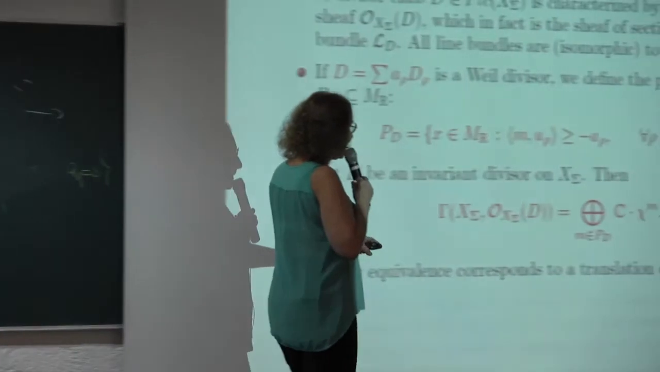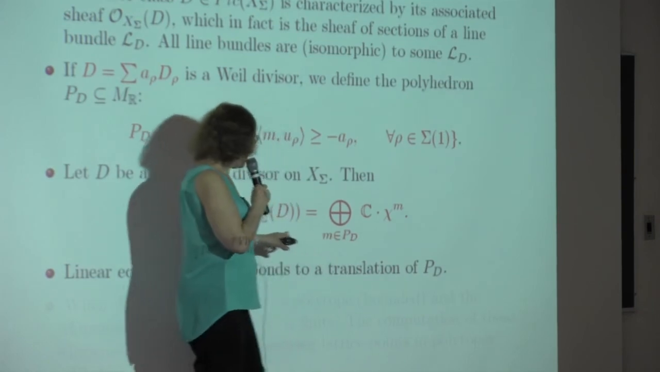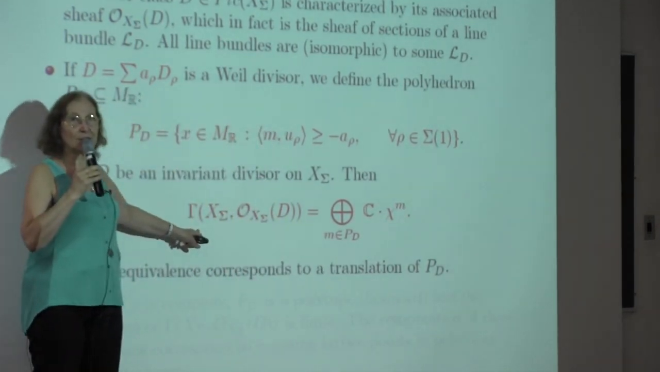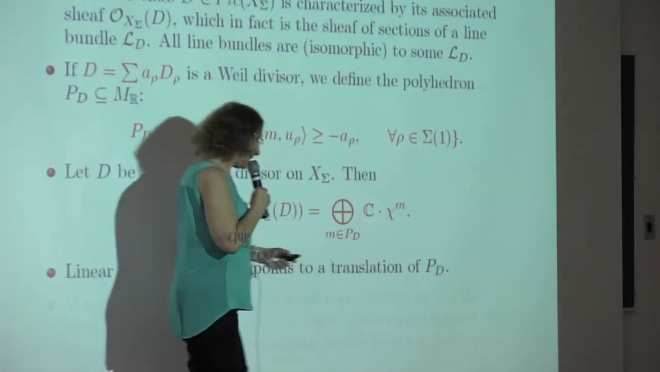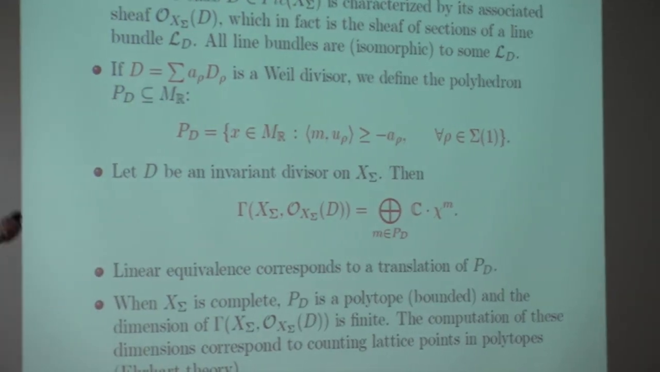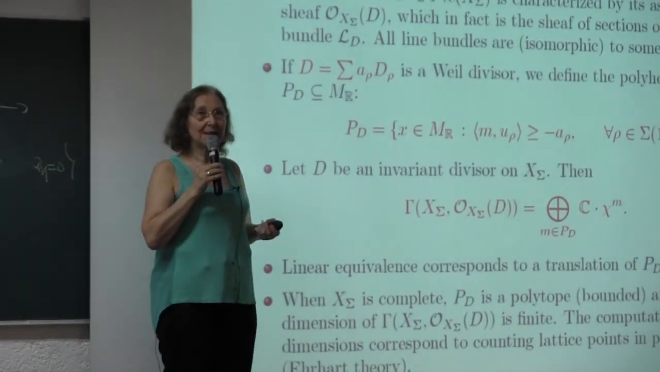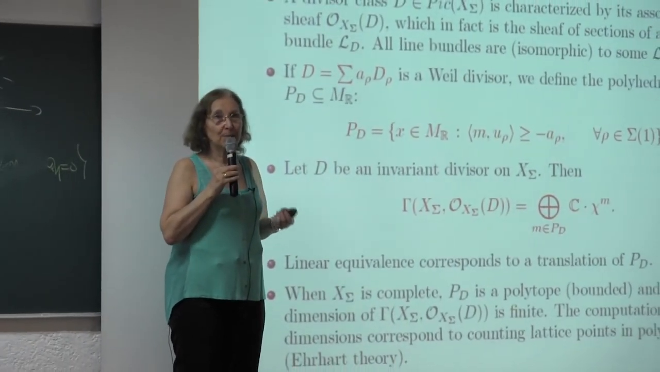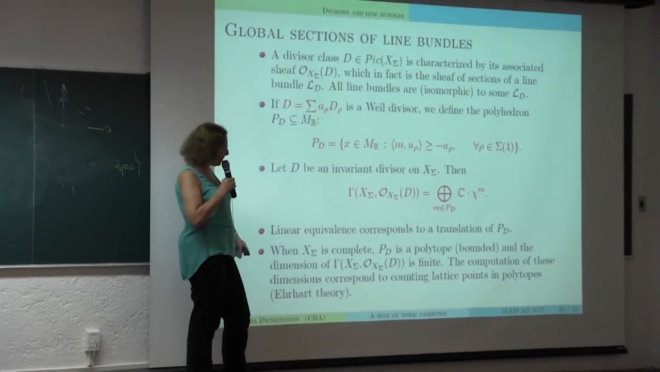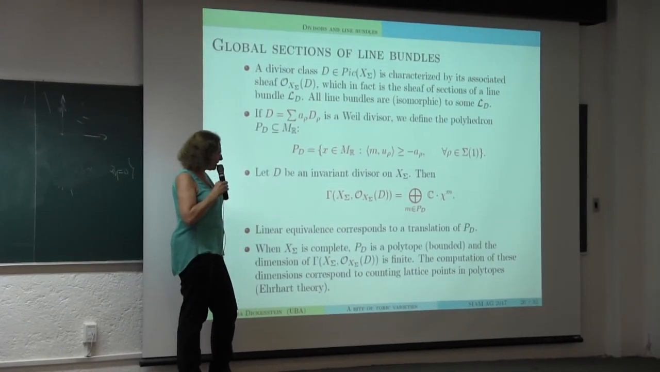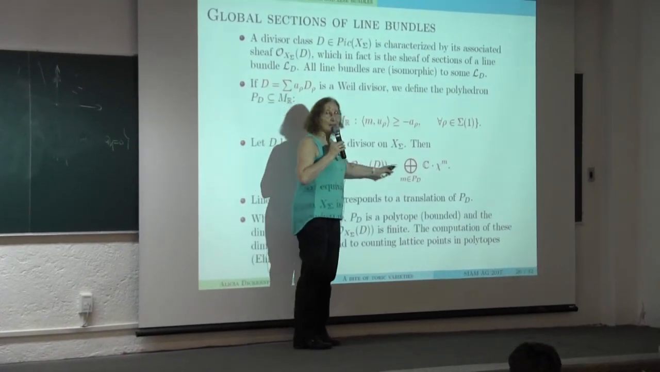And what this says is, if I take this polygon, or polyhedron, or whatever, and it is empty, this means that there are no sections except for the zero section. And if this is not empty, the number of lattice points that I have inside counts the dimension of these global sections. So if I want to count the dimension of global sections, I need to count the number of lattice points, and in particular there are finitely many. When the variety is complete or proper, then P_D is a polytope, so it's bounded, and so the number of lattice points is finite. So this is a finite dimensional vector space.